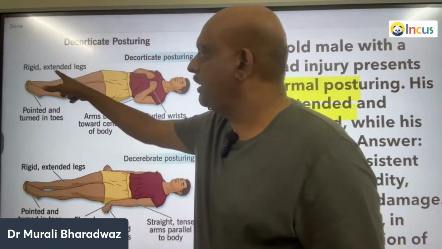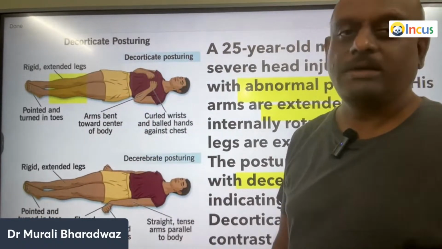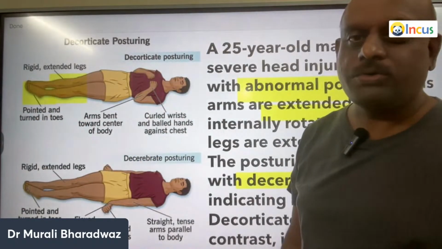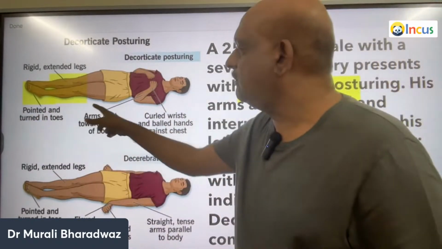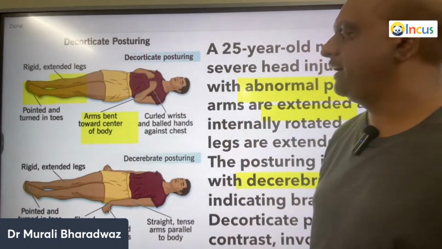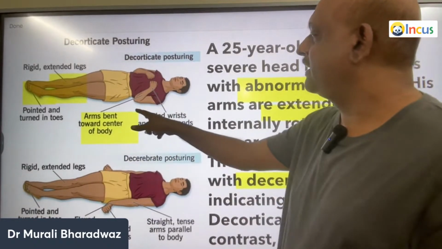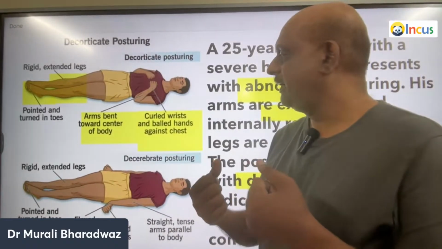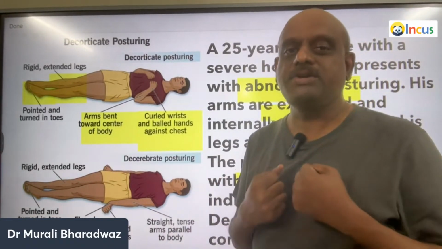Decorticate posturing, you have rigid extended legs, pointed and turned in toes, arms bent towards the body, and curled wrists and hands, balled hands against the chest.